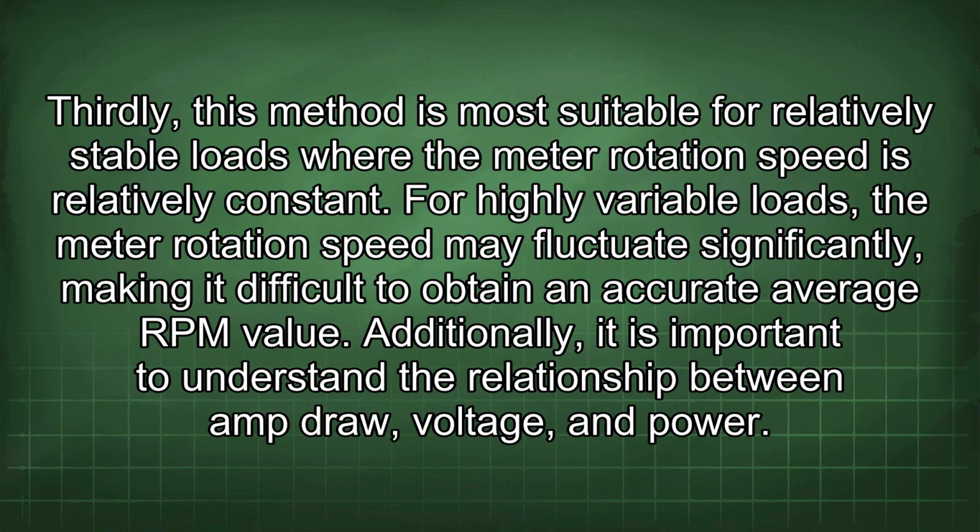Thirdly, this method is most suitable for relatively stable loads where the meter rotation speed is relatively constant. For highly variable loads, the meter rotation speed may fluctuate significantly, making it difficult to obtain an accurate average RPM value. Additionally, it is important to understand the relationship between amp draw, voltage, and power.